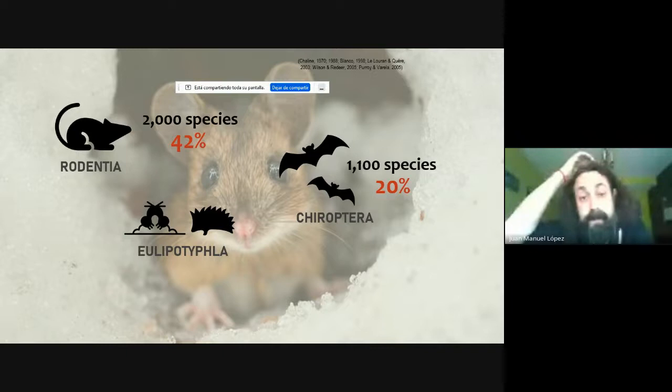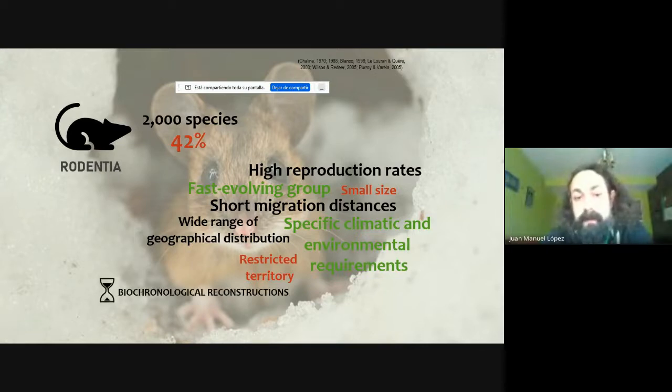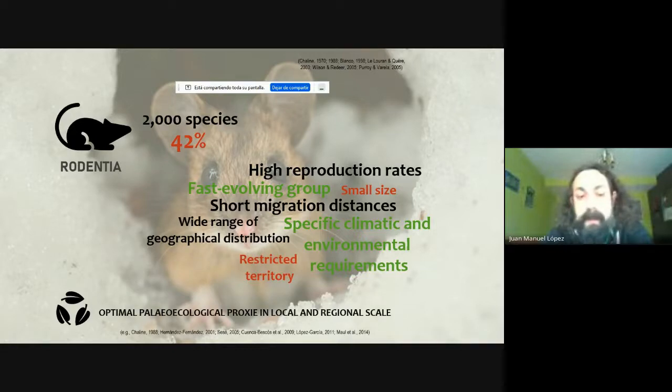Rodents comprise 42% of the mammal species in the world. Bats are also very abundant. These small mammals have high reproduction rates, are an evolving group, have small size, short migrations, specific climatic and environmental requirements, and a wide geographical distribution. That is why they are important for biochronological reconstructions in archaeopaleontological sites and are optimal paleoecological proxies at local and regional scale. We will see this later.